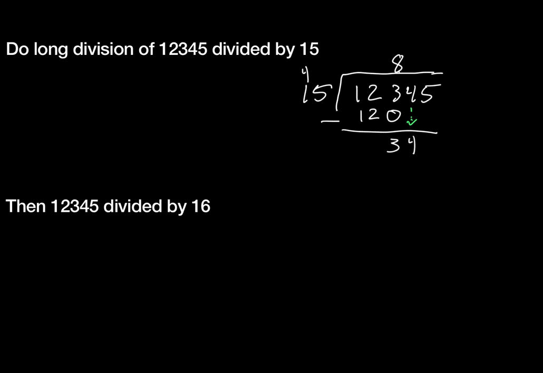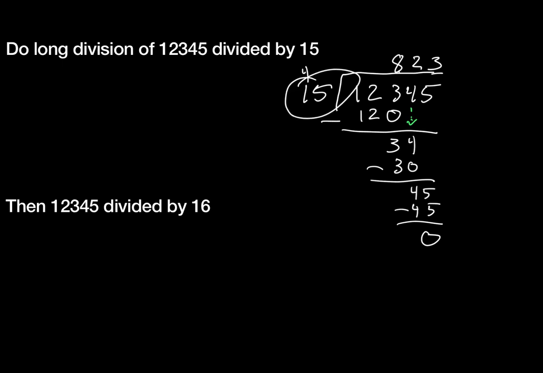15 into 34 is 2. 2 times 15 is 30. I subtract, and get 4. The 5 comes down. 15 goes into 45 three times. 3 times 5 is 15. Carry the 1. 3 times 1 is 3, plus 1 is 4. Subtract, my remainder is 0. So that would mean that 15 is a divisor of that number.